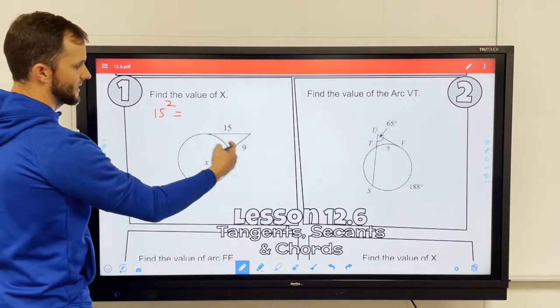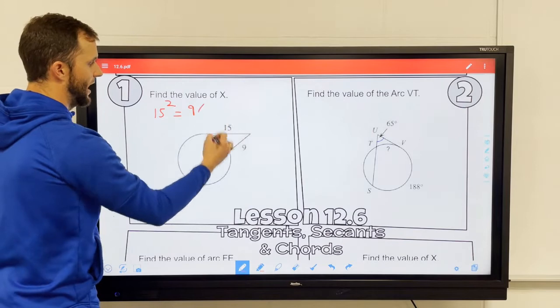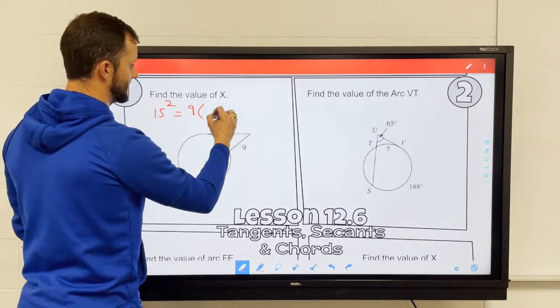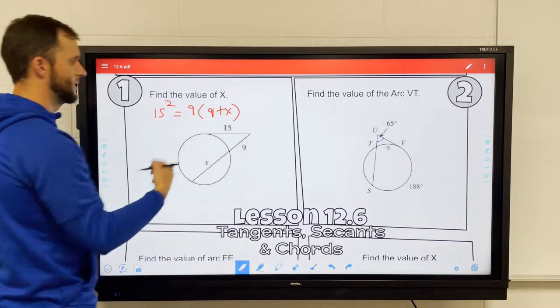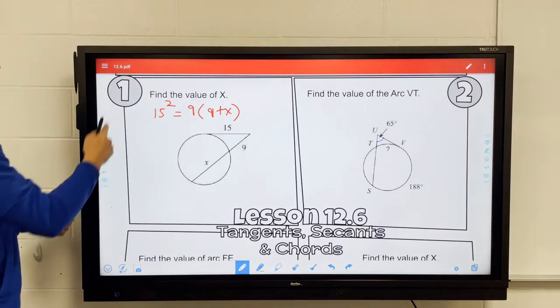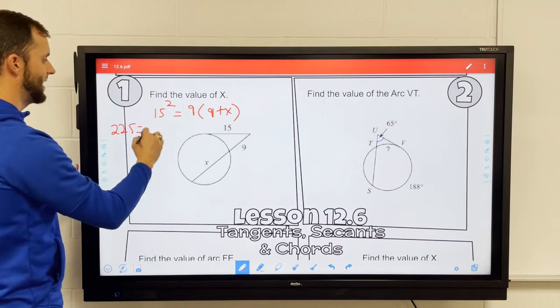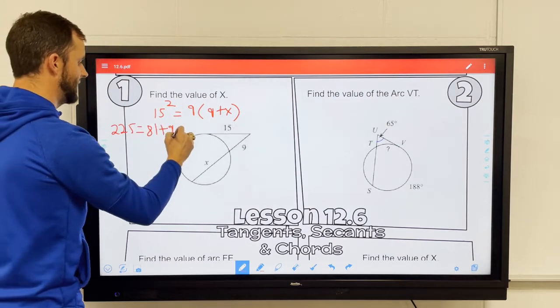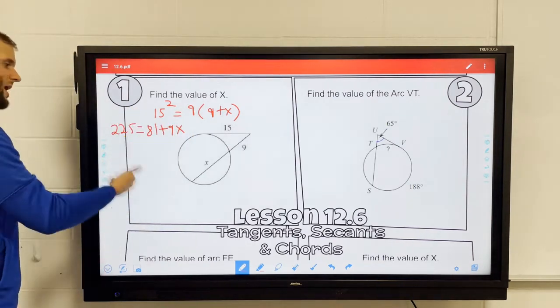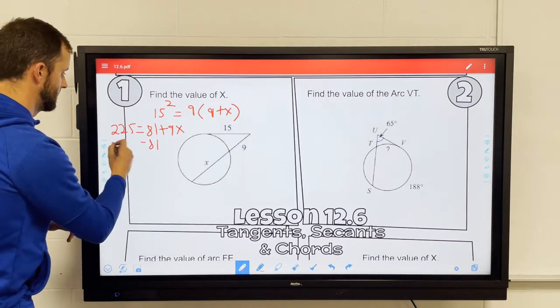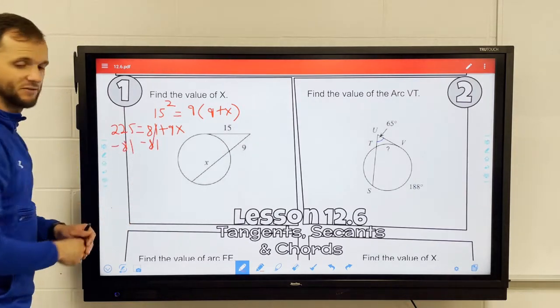So the number outside the circle is 9, and the whole line is going to be 9 plus x. Okay, and so now I can actually do this to solve. So 15 times 15 would be 225. Distribute the 9 would give me 81 plus 9x. So then I would subtract 81, and then I would end up dividing by 9.